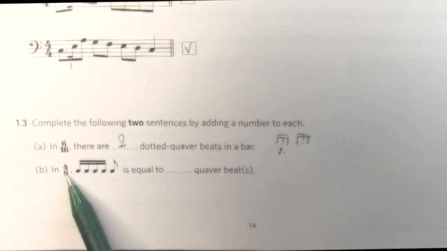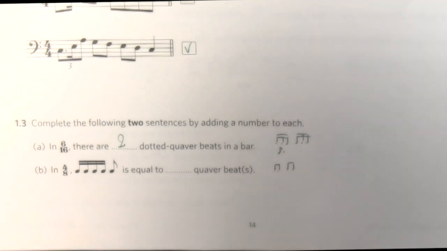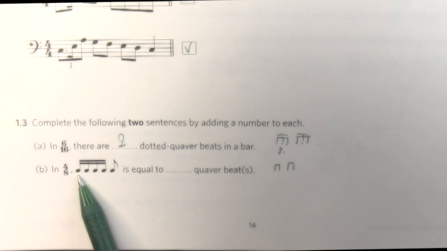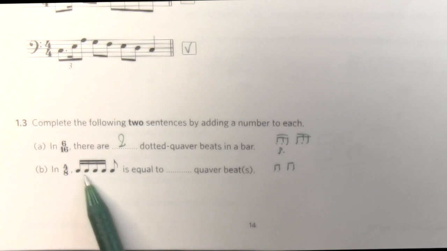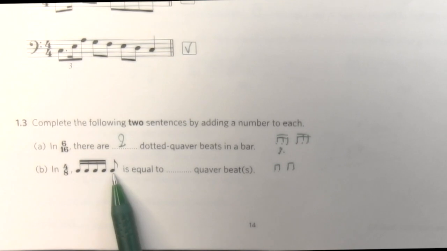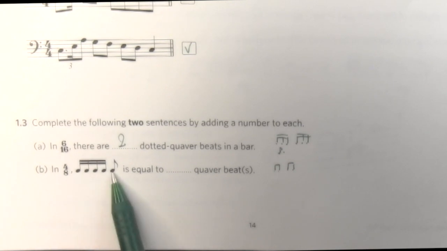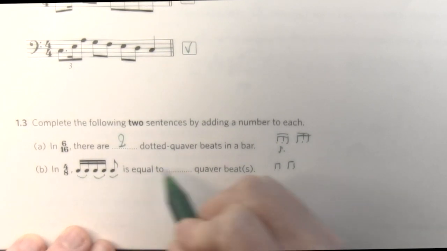In 4/8, so 4 quavers, in this case it is a simple time because we have 1, 2 and 1, 2. And the quaver is equal to, so basically we have a crotchet and a quaver. So 1 quaver, 1 quaver, and 1 quaver. We have 3 quaver beats. This is 1 quaver, 1 quaver, and 1 quaver. So 3.